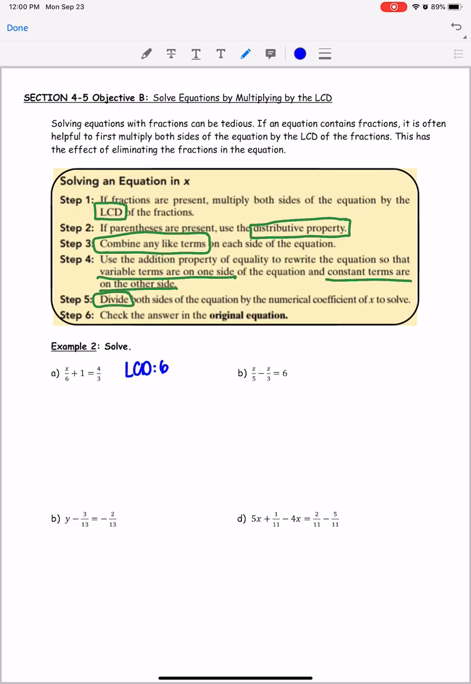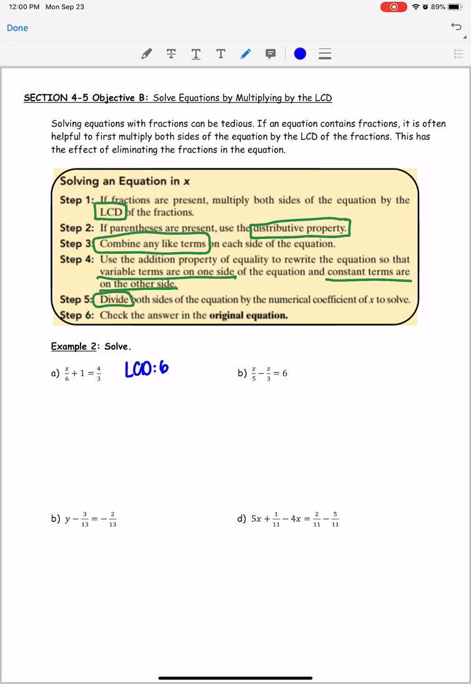Okay, so once I figure out what the LCD is, I need to multiply both sides of the equation by whatever your LCD is. And not just both sides, but every single term. So like in this one, you've got 1, 2, 3 terms. All 3 of those terms need to be multiplied by this LCD. So I'm going to do this the long way on this one, maybe even the next one, but then we're going to start doing this a little bit shorter, okay?